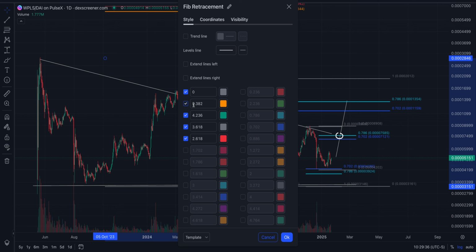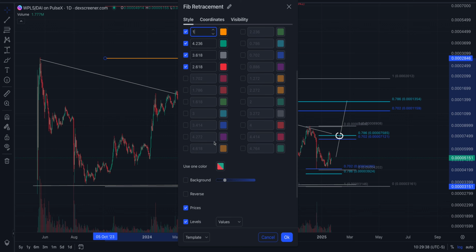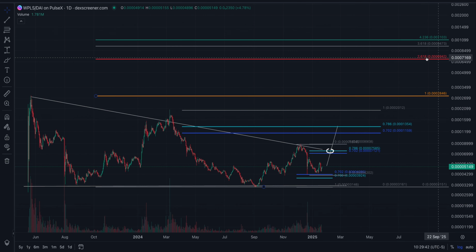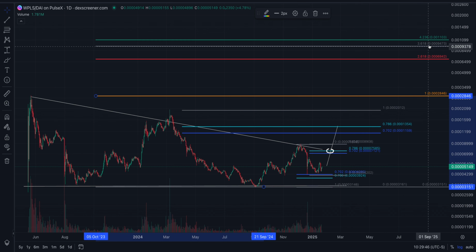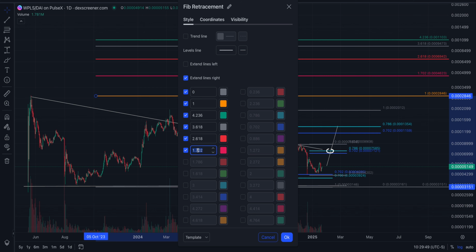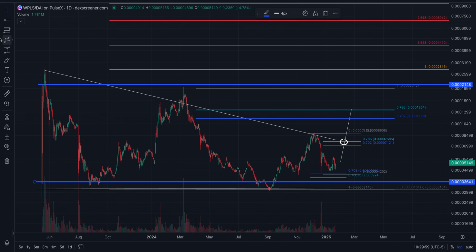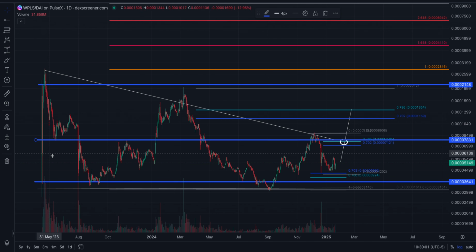Just so we can be safe. And we do see that the 2.618 and the 3.618 would be valid targets. Remember, this is our range high right here. This is our range low, and then this is our median.